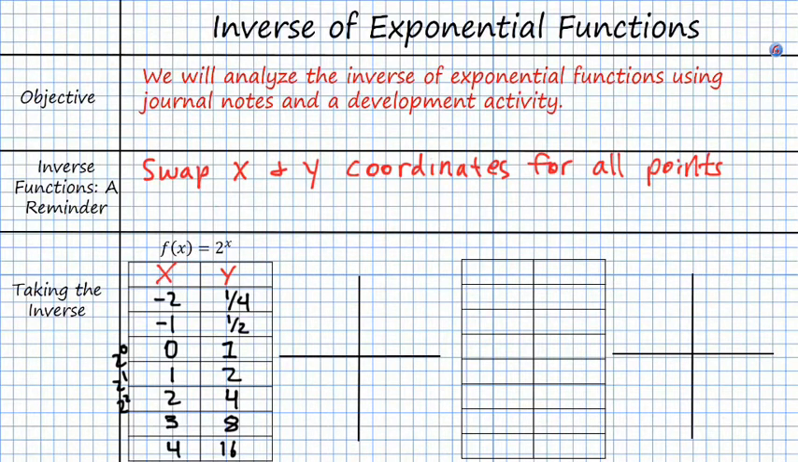I'm going to graph this in red. All right, so we have 0, 1. That's a really easy point for us to graph. Then we have 1, 2. Then we have 2, 4. And then it's going to increase beyond our reach. Then we have negative 1, 1/2, and then negative 2, 1/4, and we see that it will just approach the x-axis here.